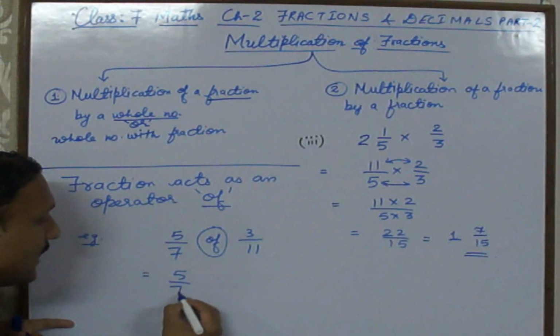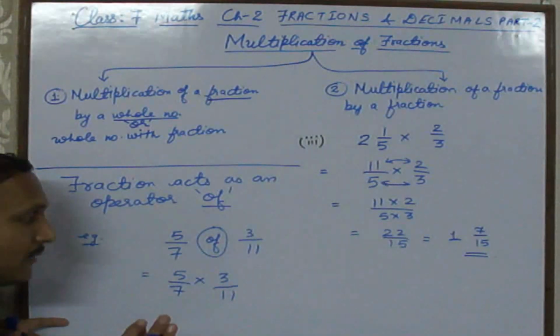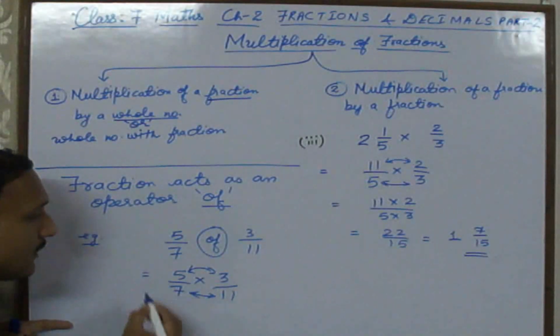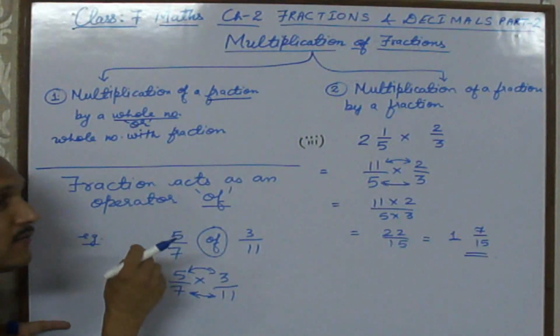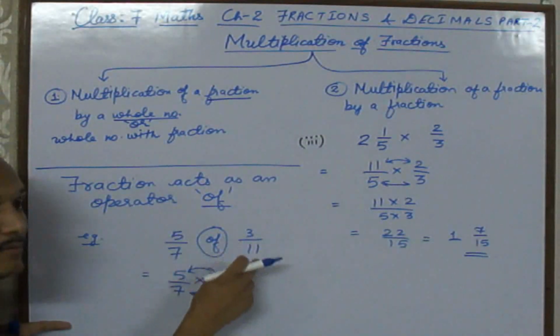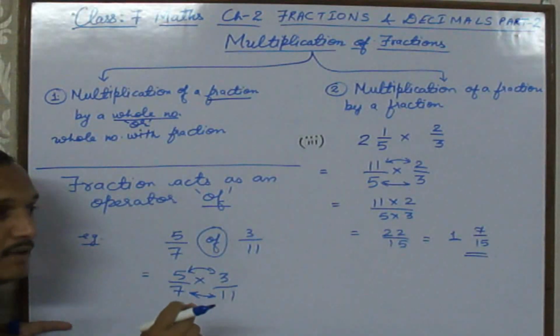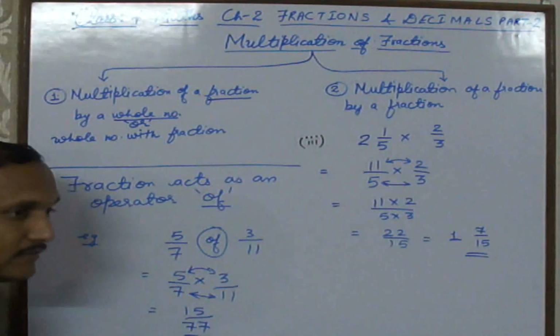5 by 7 into 3 by 11, and the rest of the process is the same. We have to multiply numerator with numerator and denominator with denominator. So many times instead of multiplication, of is written, like find 5 by 7 of 3 by 11, then in that case we have to use multiplication. So 5 3s are 15 and 7 11s are 77. So this is the result. Clear?